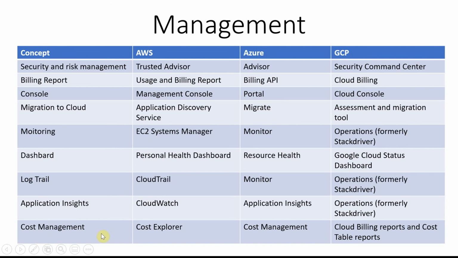Cost management. You want to get a view of the cost by department or by business unit, or by resources or by region. So various options are there. You can get the details of cost using AWS Cost Explorer, Azure Cost Management, and GCP cloud reports and cost saving reports. So yeah, that's a summary of these management tools.